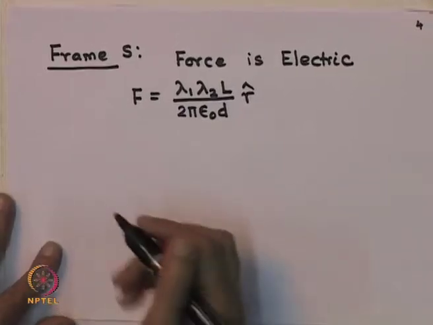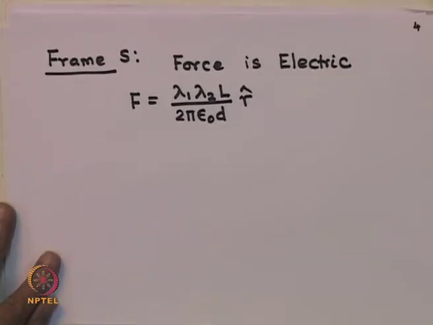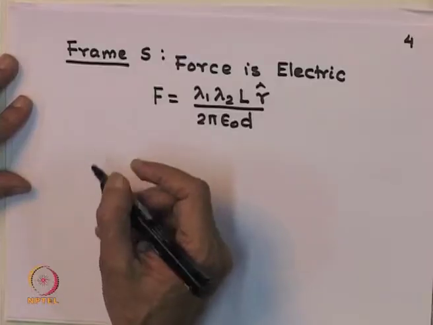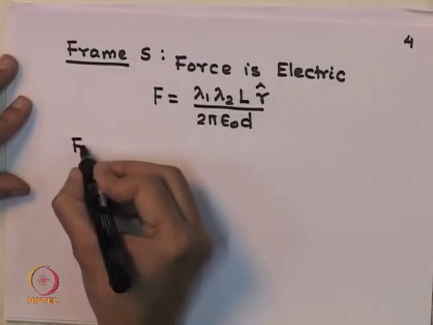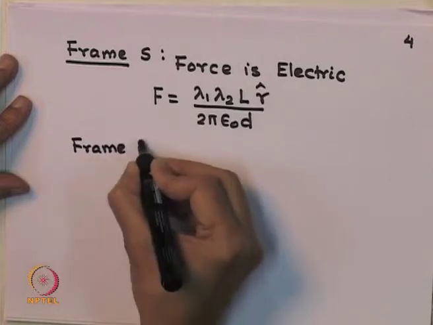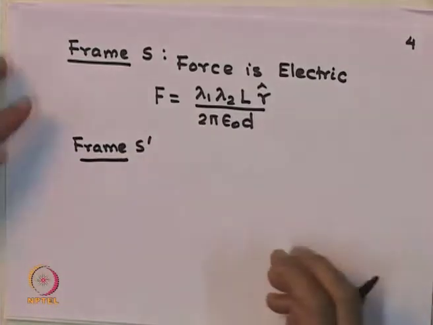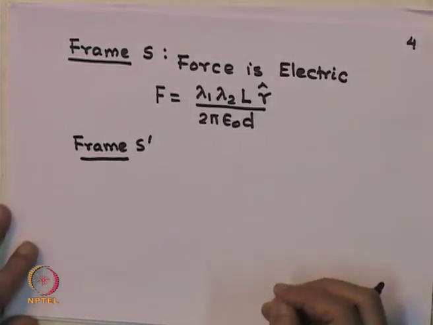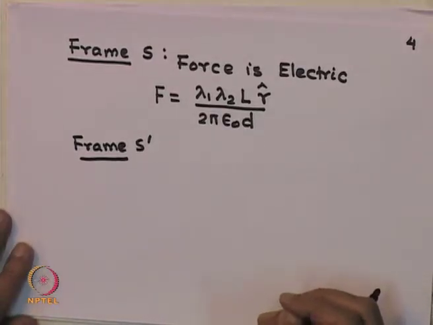Okay. Now, let us try to look at the same thing from the point of view of a second observer who is moving along the positive x direction with a velocity v, and I call it S prime. Let us do some calculation in the frame S prime. Now, notice in the frame S prime, because the observer is moving with a velocity v along the x direction, all lengths along that direction get contracted.